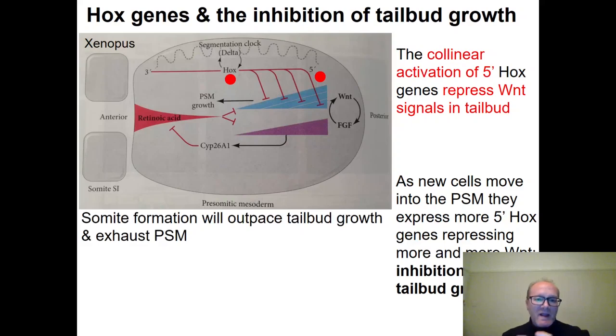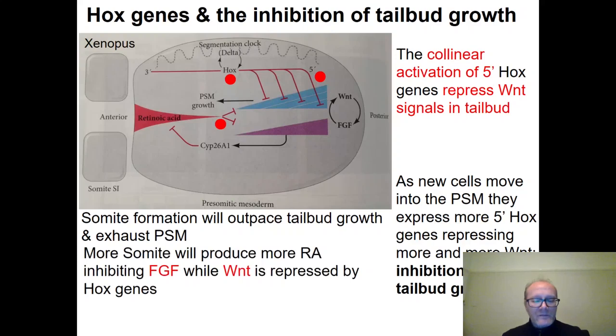So what's happened now? When the tail bud starts to be inhibited in its growing, there are fewer cells that become presomatic mesoderm. And in a way, the somite formation becomes much quicker than the tail bud growth, because we are inhibiting the tail bud growth via the HOX genes, right? So in a way now, the somite formation starts to exhaust all the existing PSM, presomatic mesoderm.